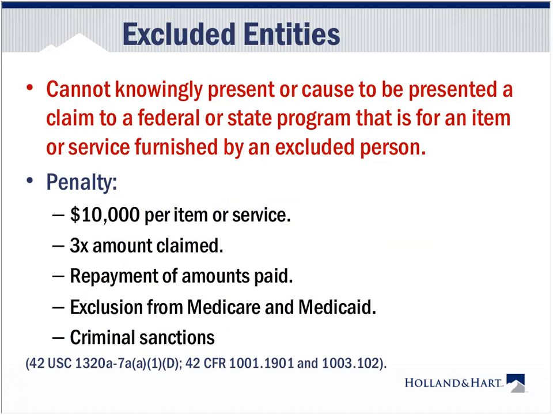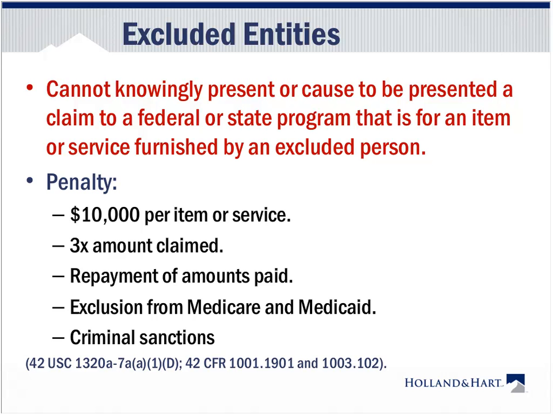Employers cannot knowingly present or cause to be presented a claim to a federal or state program that is for an item or service furnished by an excluded person. Employers or anyone else cannot knowingly do this. So the penalty for that, again, $10,000 per item or services, treble damages, exclusion, and there's also criminal sanctions for this one.